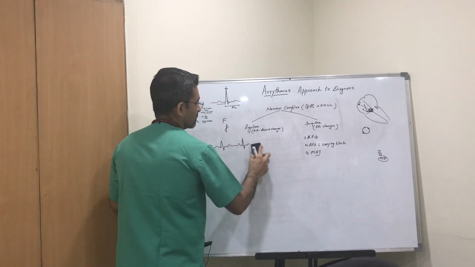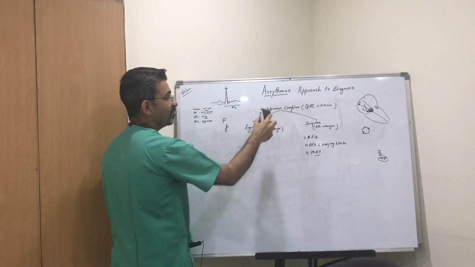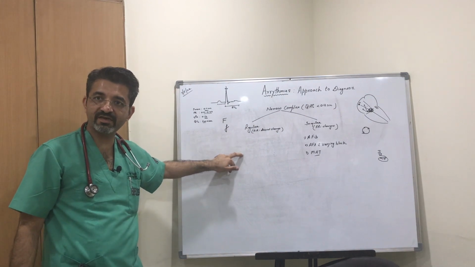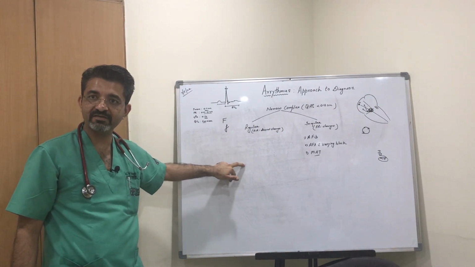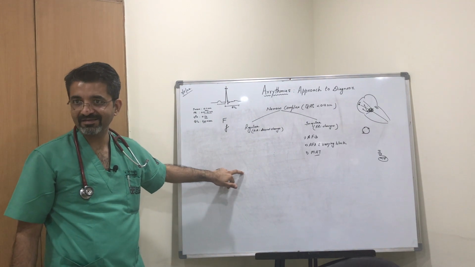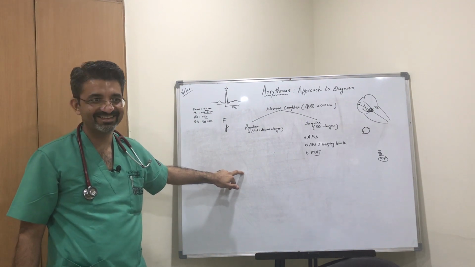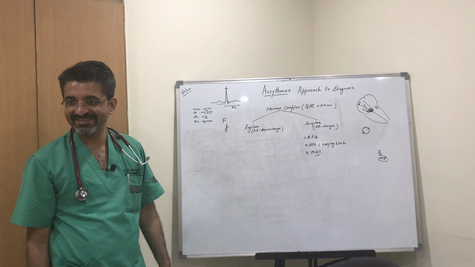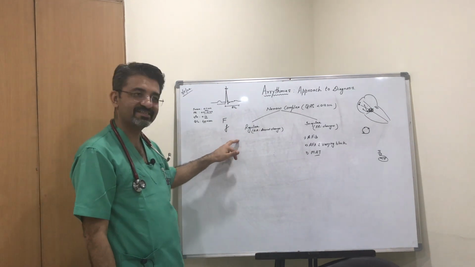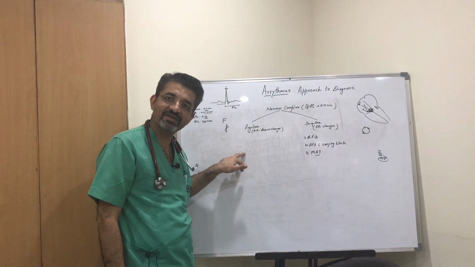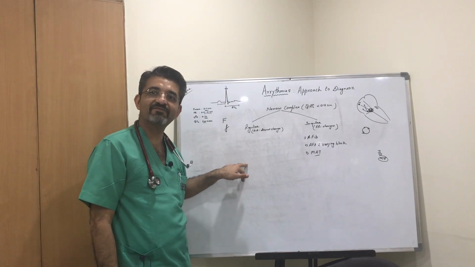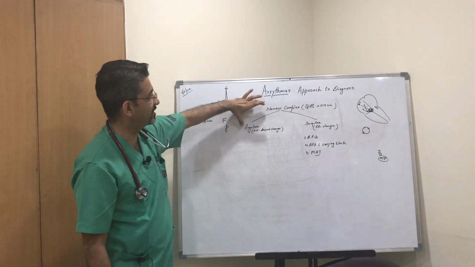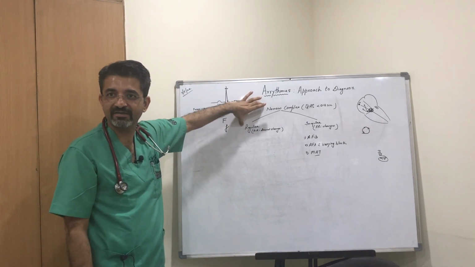So, for regular narrow complex tachycardia, we have sinus tachycardia, focal atrial tachycardia, atrial flutter, and lastly, SVT. Okay, sinus tachycardia, focal atrial tachycardia, atrial flutter, and SVT. Just remember these four in regular narrow complex tachycardia.